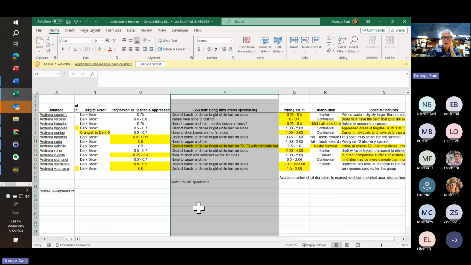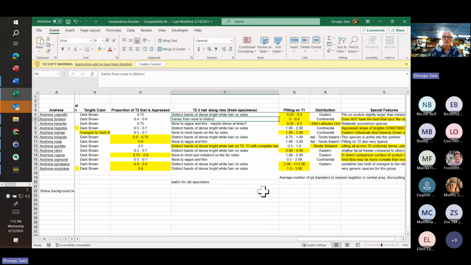T2 and 3 hair along the rims. These are almost always, I don't think they're ever complete. In other words, there's never a complete hair band lining the rim of bright white hairs. But in some cases you have none. In other cases you have patches that can be quite distinct. And then sometimes it seems that either things are wearing out quickly or there's variation or we're missing some other species that is hiding within there. You can get, like you can see here, none to distinct.